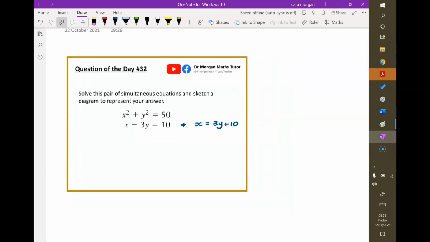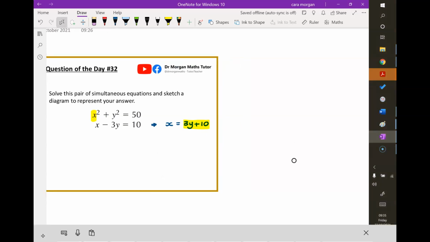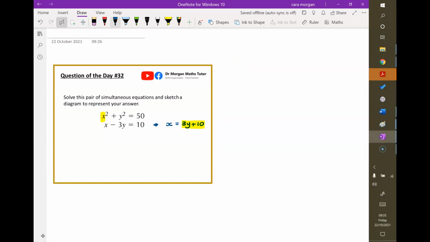Since I know that x is actually equal to 3y add 10, what I'm going to do is substitute that expression for x back into the equation that I believe is the equation of a circle. Maybe you've noticed that too. So therefore, I can see that x squared becomes (3y + 10) squared, and y squared is equal to 50. And now that means I have one equation with one unknown, so it must be possible to solve.